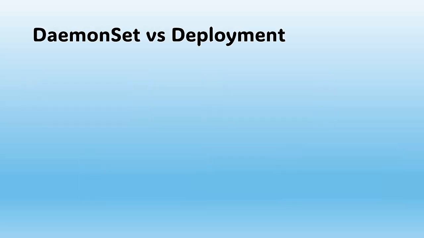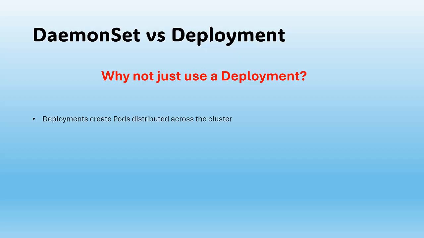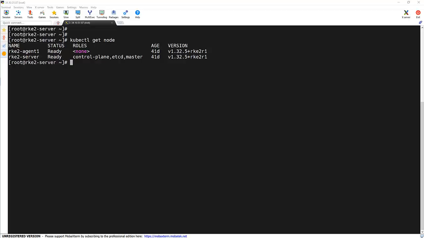Now you might wonder, why not just use a deployment? Deployments create pods distributed across the cluster, but not necessarily one per node. DaemonSets guarantee that each node runs one copy of the pod. It automatically handles nodes being added or removed. Now that we have understood what DaemonSets are, let's jump into a demo and deploy a simple DaemonSet.